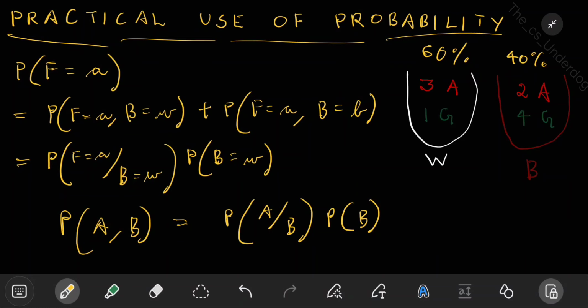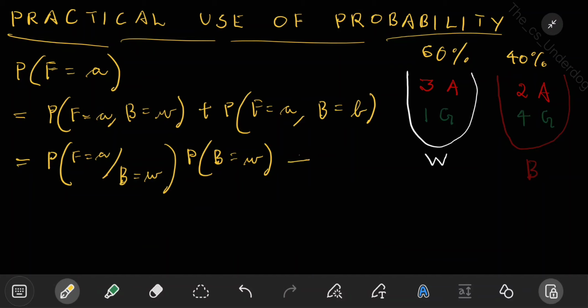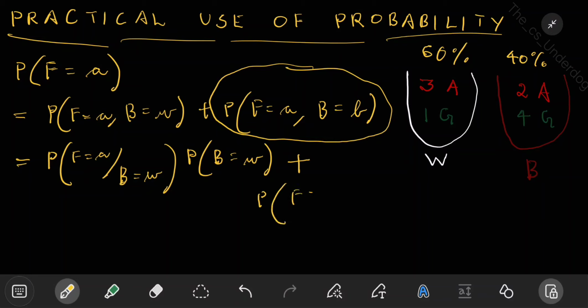Okay. So here we are taking this form. Probability of A and B occurring together is probability of A given B into probability of B. Plus, what is the second term? Probability of fruit equal to apple and bag equal to brown. It can be written as probability of fruit equal to apple given bag equal to brown into probability of bag equal to brown, right? This is the total probability.